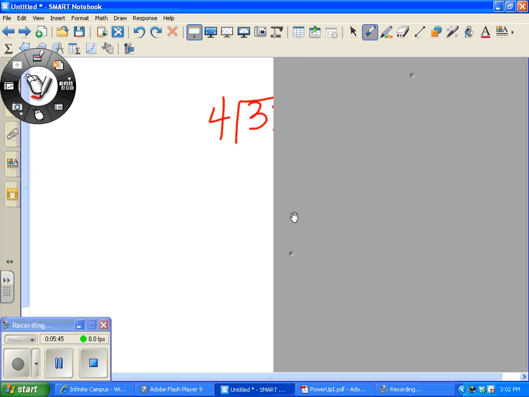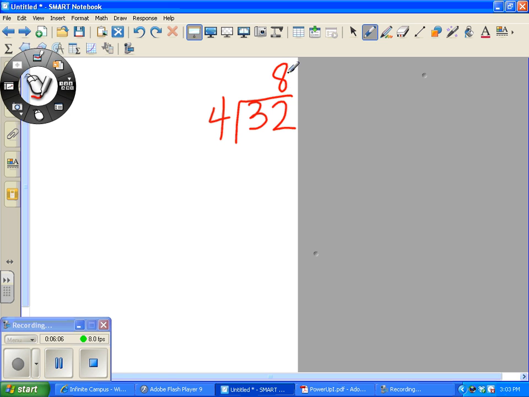Going to go a step at a time. How many groups of 4 can I get out of 3? I can't, can I? I've only got 3. I can't make a group of 4 out of that, so we have to look at the next digit. Now we're looking at 32. How many groups of 4 could I make out of 32?